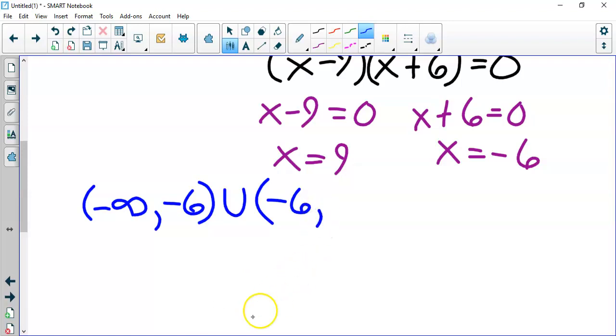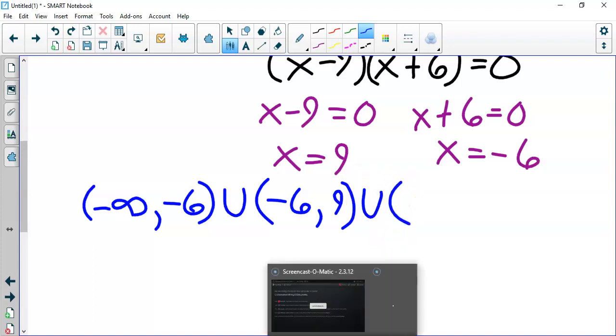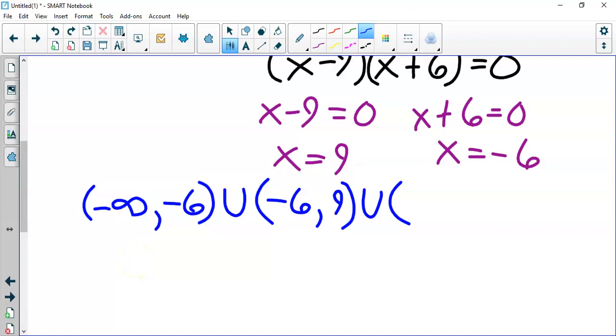And then where are you going? To 9. Then what? Parenthesis. Union. Parenthesis, because we're jumping over 9. Yeah, you got it. You're rolling. Then the 9 and off to infinity. There you go. There is your interval notation.